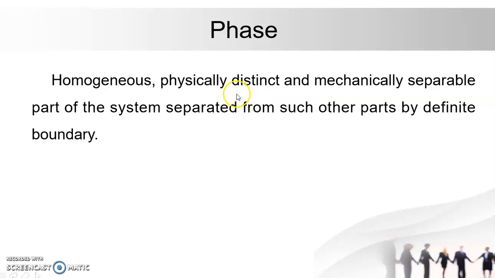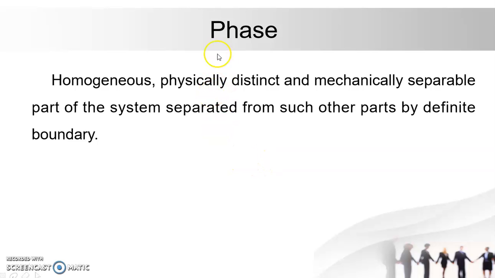What is meant by physically distinct? It should be possible to distinguish it just by viewing it. That's physically distinct and mechanically separable. By some means, it should be possible to separate that homogeneous system from this heterogeneous system. So this is the definition of phase. When these conditions are satisfied, we can consider this as a phase: a homogeneous, physically distinct and mechanically separable part of a heterogeneous system, which is separated from the remaining part of the system by a definite bounding surface.